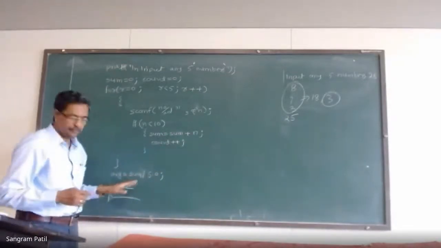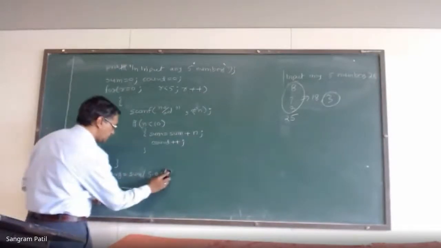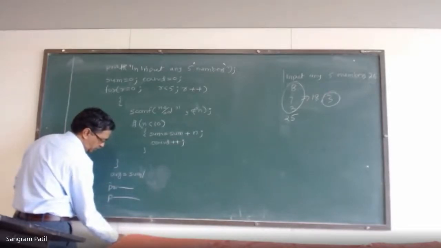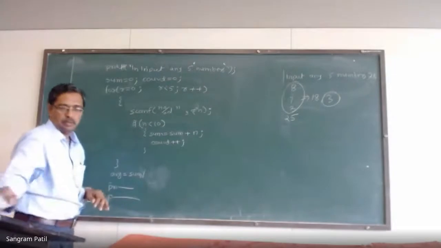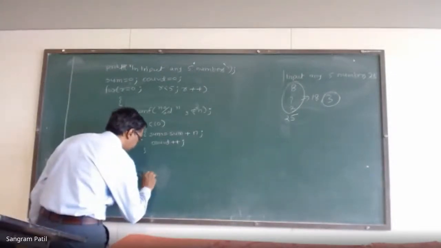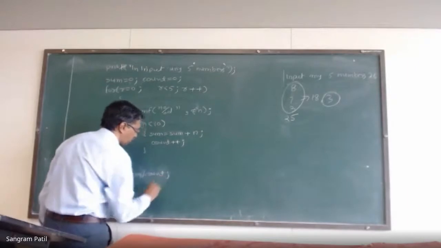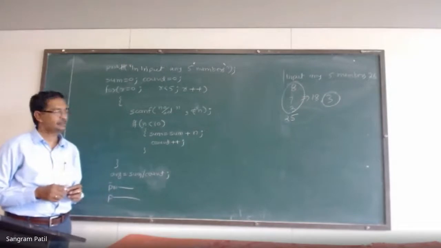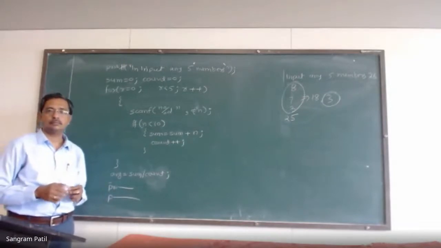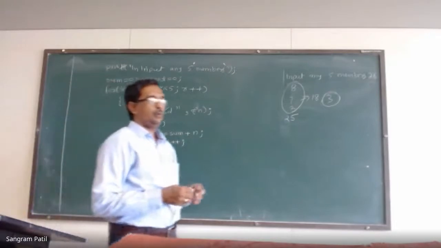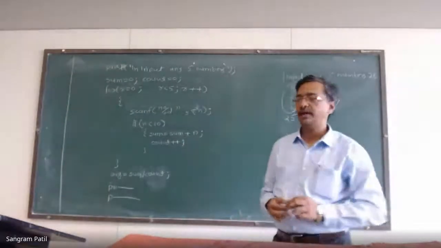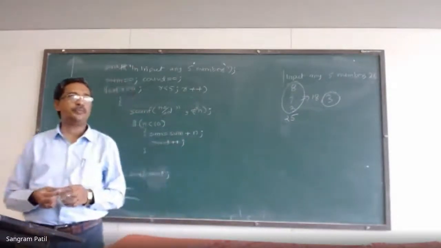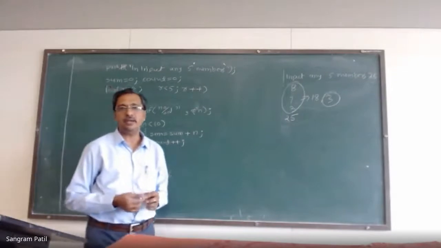Now here what we have to do is average is equal to sum divided by count. Clear? What changes we have to do? Write a program to read 5 numbers and display average of the numbers which are less than 10.